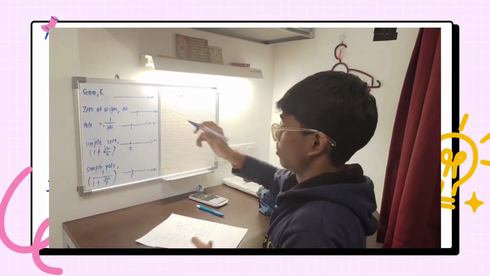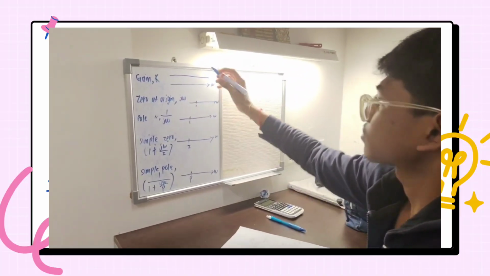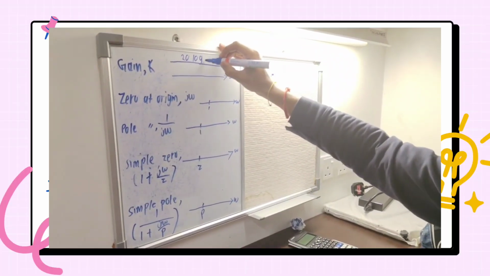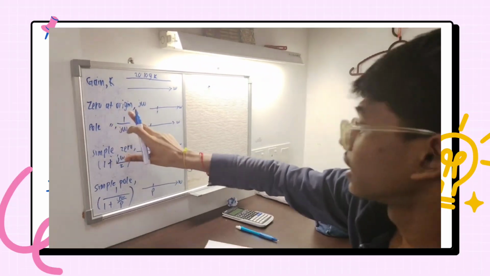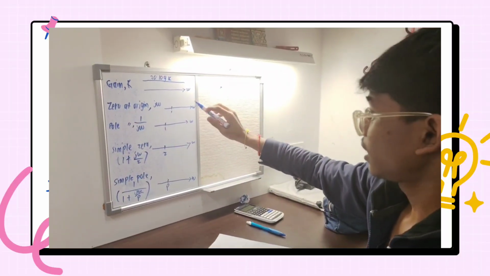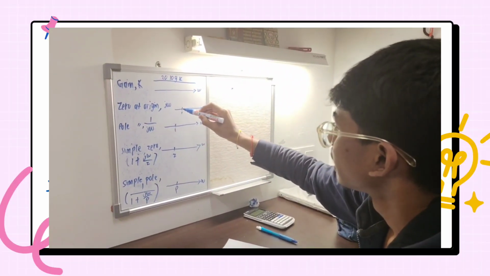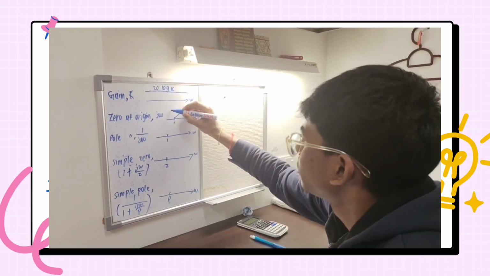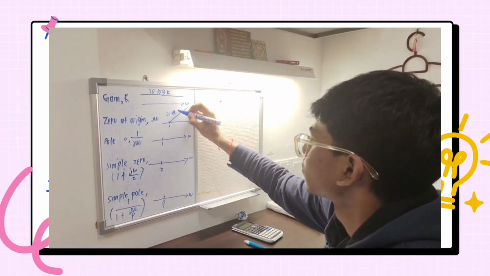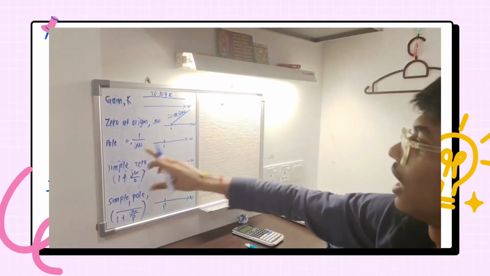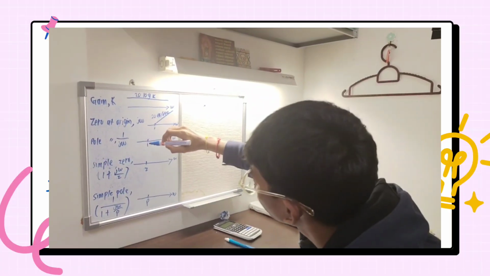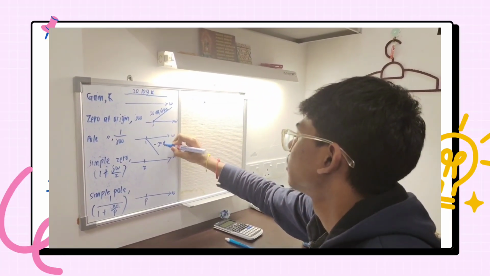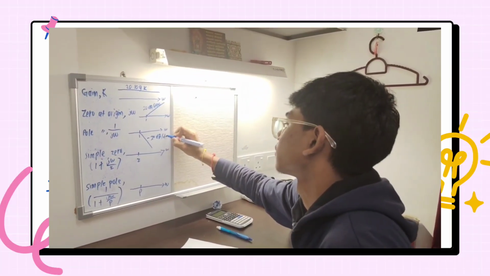For gain, which is a straight line, its formula is 20 log k. For the zero at origin, we have to increase 20 dB per decade, and for the pole at origin, we need to decrease 20 dB per decade.